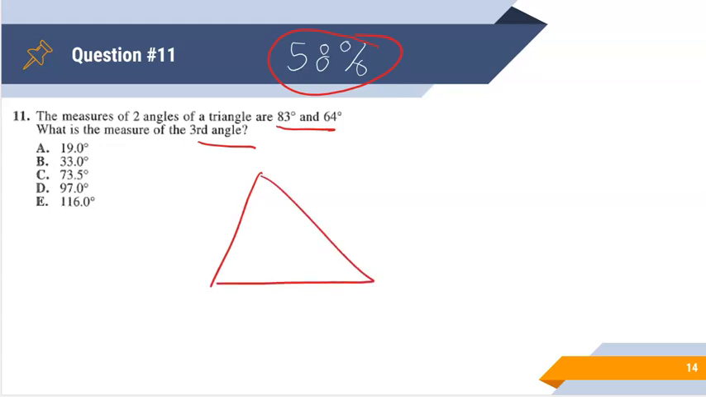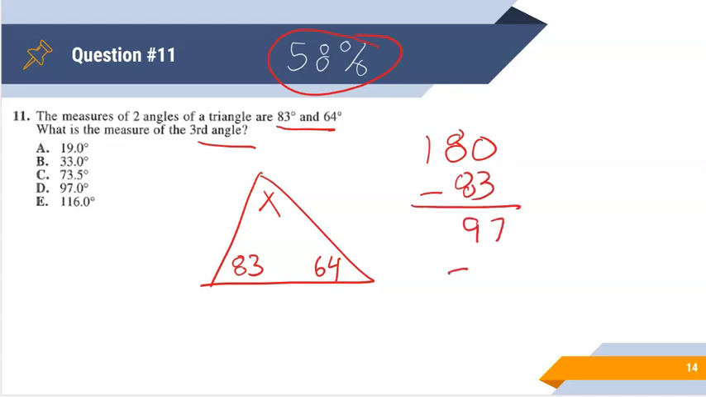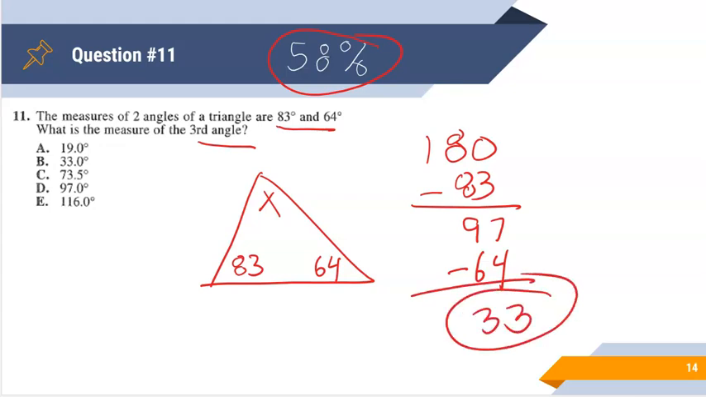So if I were to draw a triangle, let's say one angle is 83, the other is 64. We're trying to figure out the missing one. Now we know that these angles should add up to be 180. So if I took 180 and just started subtracting the angles from there, and I would hope you would use your calculator for this, we wind up with 33 for the missing angle.